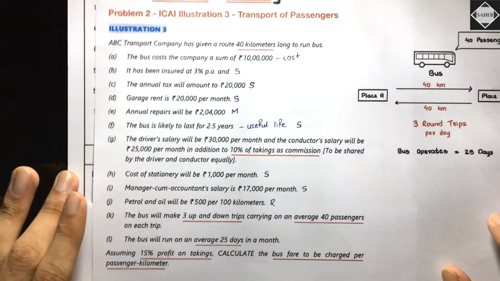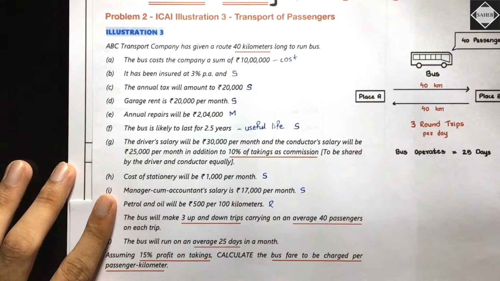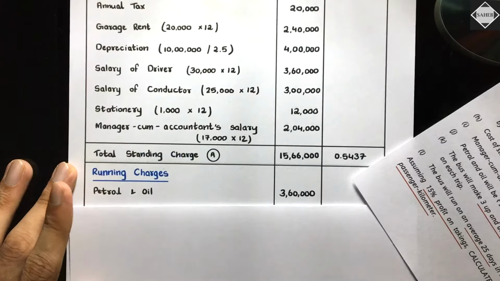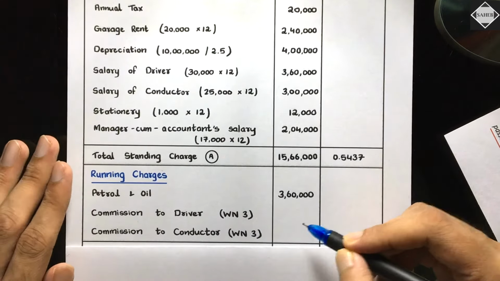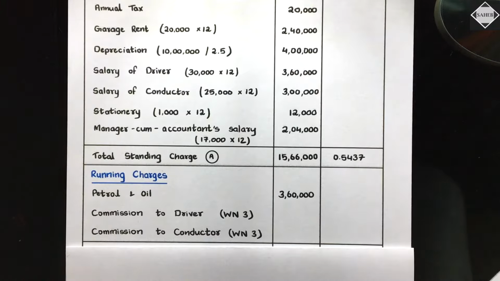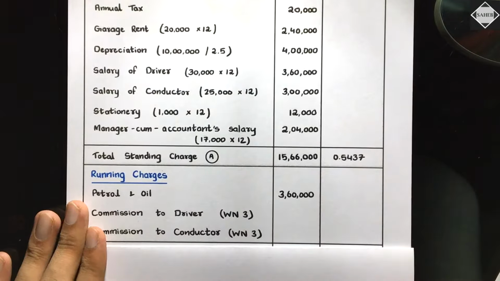Yeah, one more running charge is there. That is 10% of sales as commission given to driver and conductor in combination. So commission to driver and commission to conductor. Do we know that? We don't know that. We have to calculate that. How to calculate? Take 10% of sales. Do we have sales? No, we don't have sales. So what are we going to do? Leave it blank. Yeah, I'm going to leave it blank. We will do the calculation later.